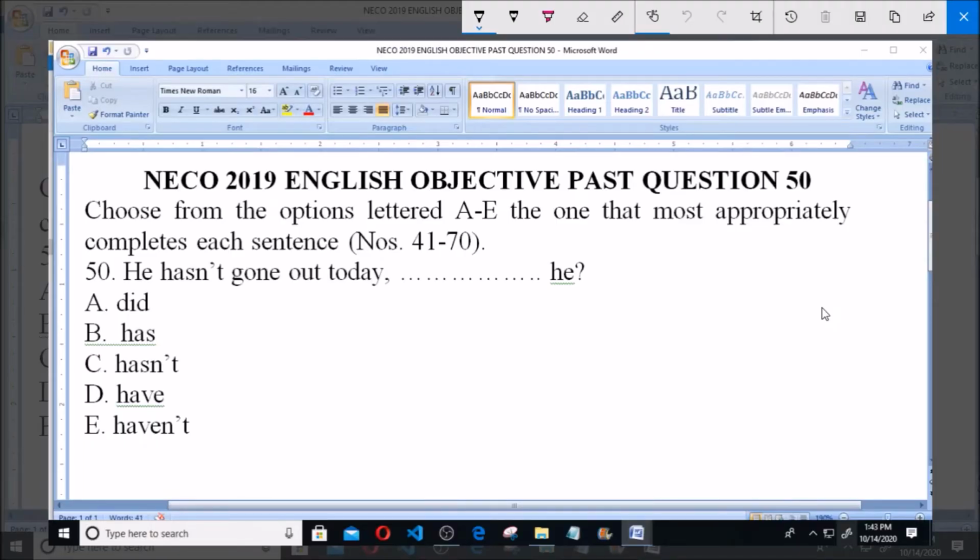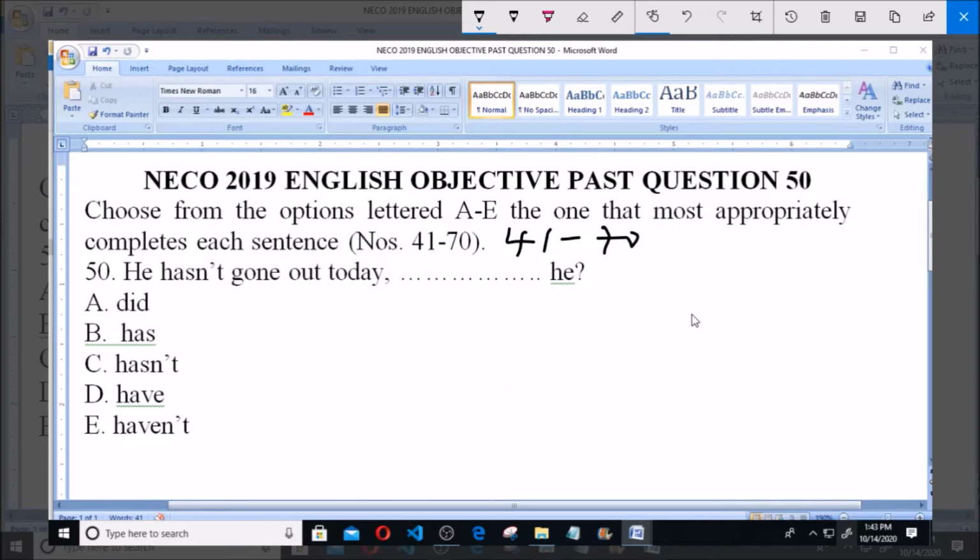This is NECO year 2019 English Objective past question number 50, and the instruction here says: choose from the options lettered A to E the one that most appropriately completes each sentence. This instruction is applicable in answering questions 41 to 70. And the sentence here says: He hasn't gone out today, dash E. He hasn't gone out today, dash E.